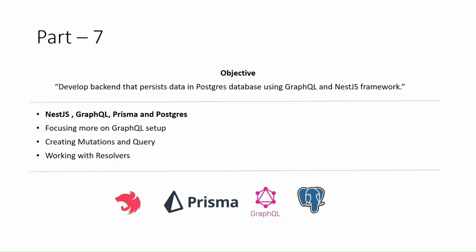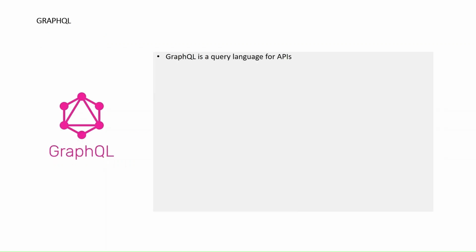Welcome to part 7. In this part, we will be using the NestJS framework and GraphQL together to persist our data into a Postgres database. And we'll be focusing more on setting up GraphQL, creating mutations and queries, and writing the resolvers.